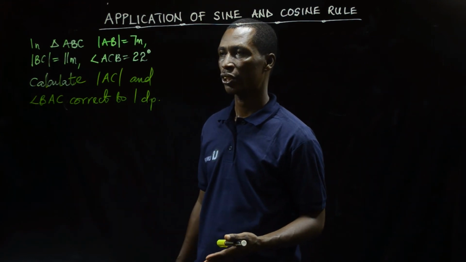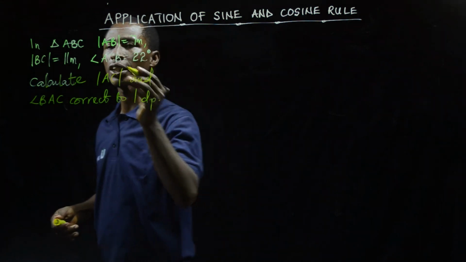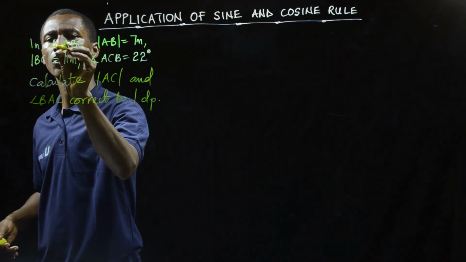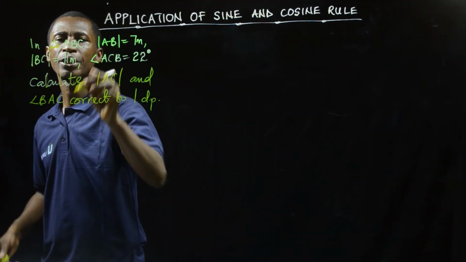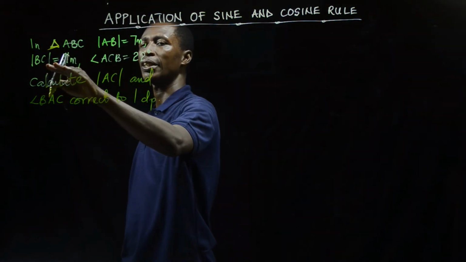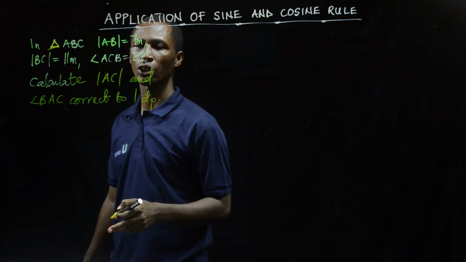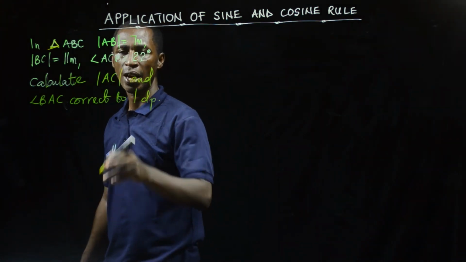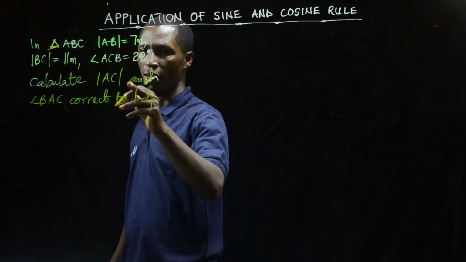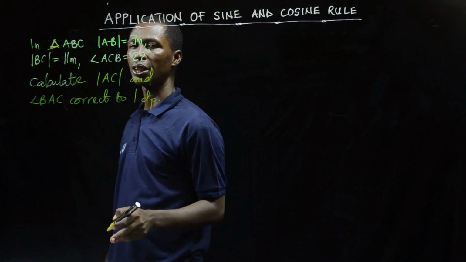So let us say this question. It reads, in triangle ABC, the length AB is 7 meters, BC is 11 meters, and angle ACB is 22 degrees. Calculate the length AC and angle BAC.